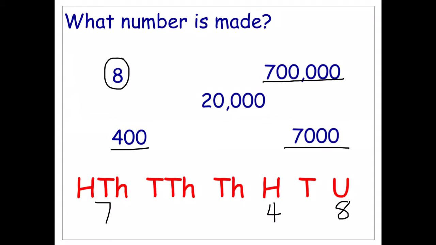Our thousands have 4 digits, and there are 7 of those. Our tens of thousands, there are 2 of them. It's a 5-digit number. And we've used all of our numbers, so we can see that there are no tens. Tens have 2 digits, and there's none there, so we put a 0 in. We can insert a comma to help us read the number. So we've got 727,408.